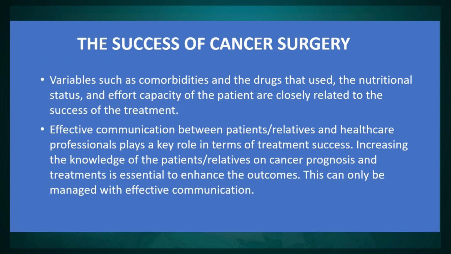The success of cancer surgery. Variables such as comorbidities and the drugs used, the nutritional status, and effort capacity of the patient are closely related to the success of the treatment. Effective communication between patients' relatives and healthcare professionals plays a key role in terms of treatment success. Increasing the knowledge of the patient's relatives on cancer prognosis and treatments is essential to enhance the outcomes. This can only be managed with effective communication.